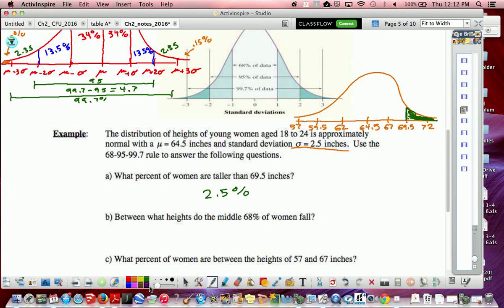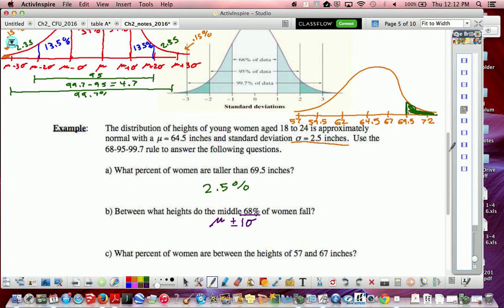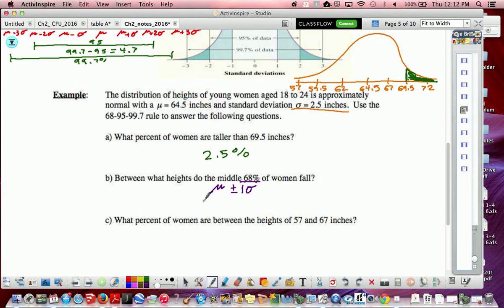B says, between what heights do the middle 68% of women fall? Well, that's the 68% of the rule. That's within 1 standard deviation of the mean. Okay. So we're talking the mean plus or minus 1 standard deviation. So we're talking 64.5 plus or minus 2.5. So looking at my graph here, I can actually see 62 to 67.